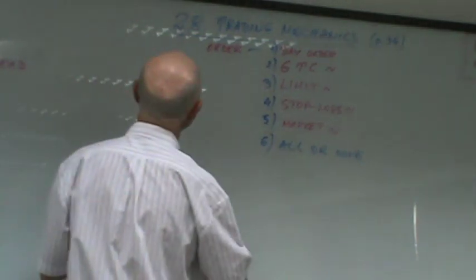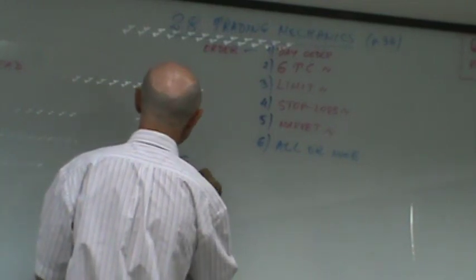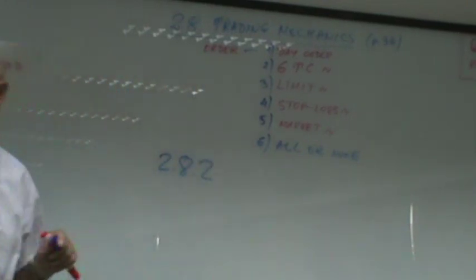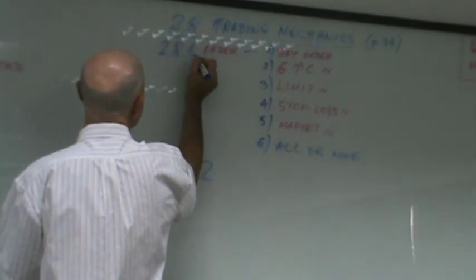Let's see what else we got. So, I already spoke of the house. Number 1, order. I think it's 282. Let's make sure I got this right. Okay, order. It's 281. Is order 282. Clearinghouse.